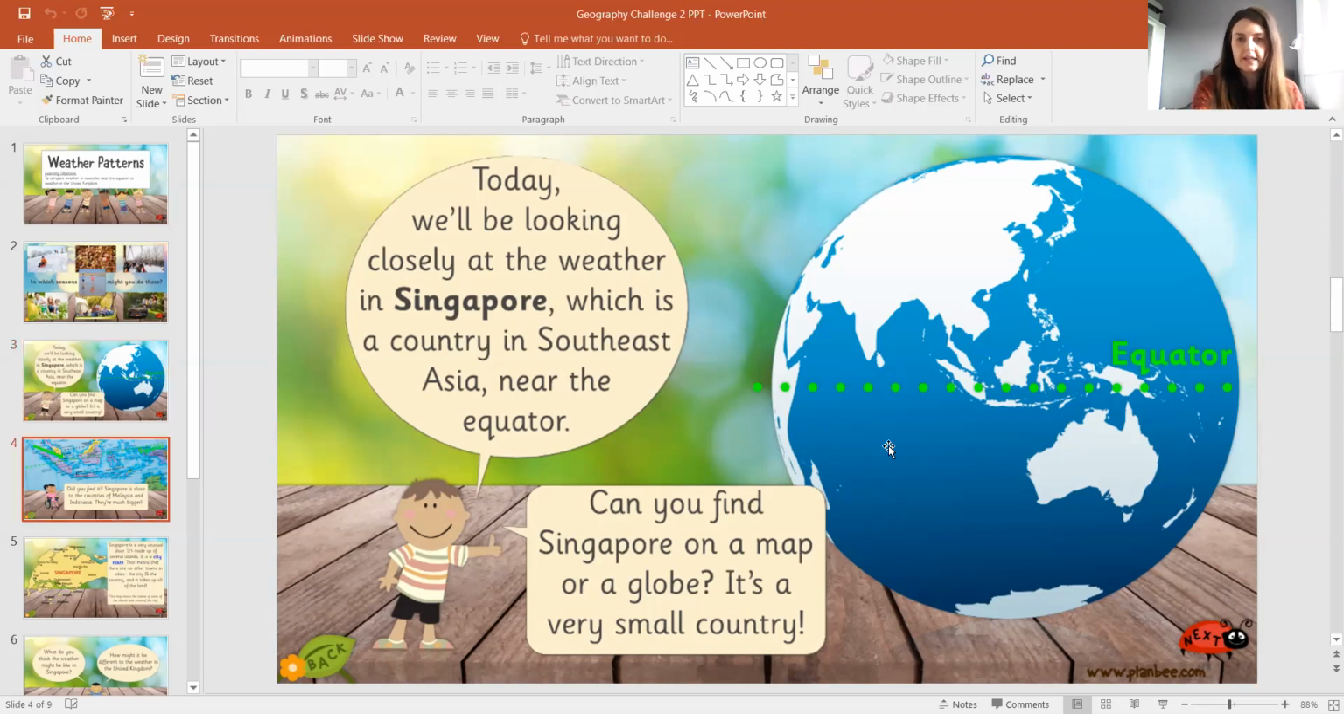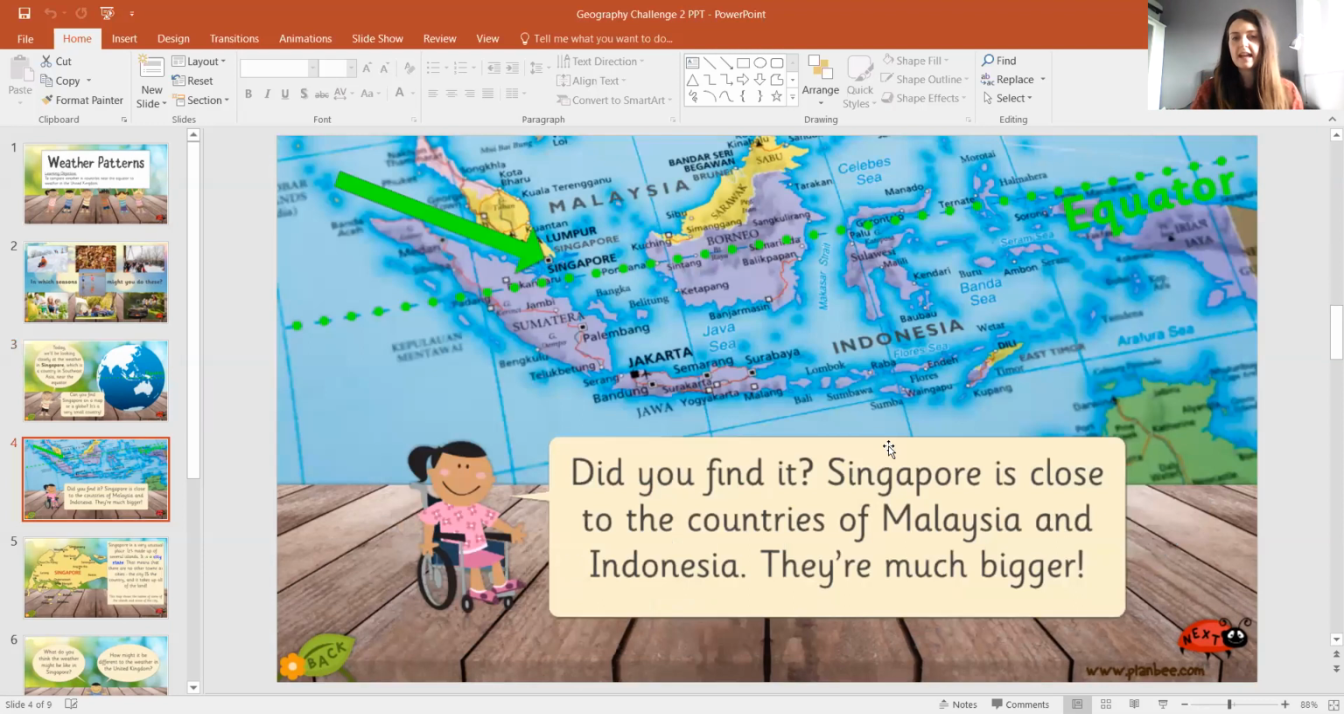Right, I'm going to show you now on a map where it is. It's a really small country and it's in Asia, like we said before, and it's close to the countries of Malaysia, which is here, and Indonesia, which is here, the kind of purpley coloured islands. Now, Singapore is just this, can you see where the arrow's pointing? It's that tiny, tiny dot that you can see. So it's a very small country. It's much smaller than Malaysia and Indonesia, but you can see that it's very close to the equator, as is Malaysia and Indonesia as well, which are all Asian countries.